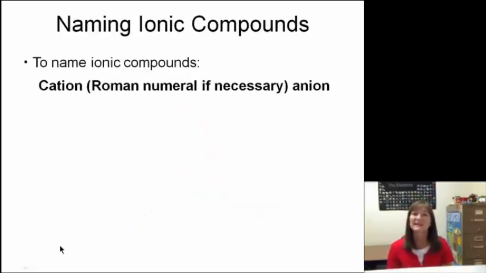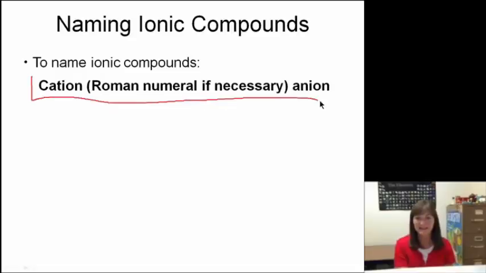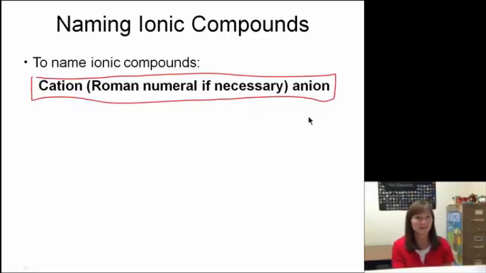All right, so that's how we write the formulas for ionic compounds. I'm going to go over quickly how to do naming of ionic compounds. So here is the formula. Naming covalent compounds is different, okay? So I recommend that you kind of memorize this setup for ionic compounds. You're going to name the cation. You're going to use a Roman numeral if the metal had a variable charge. And then you're going to name the anion, okay?